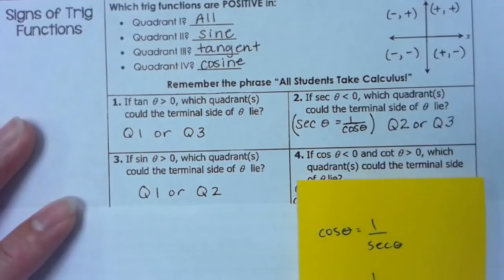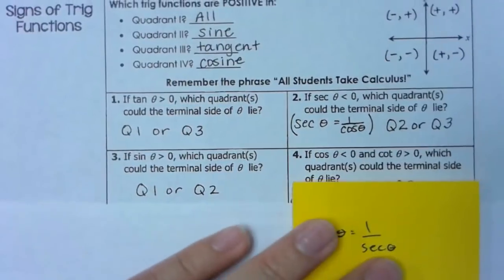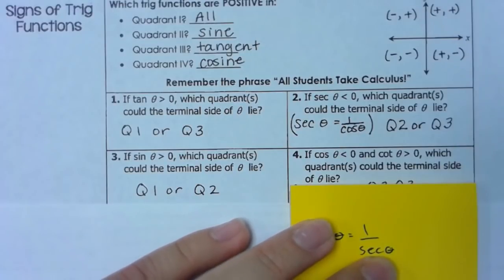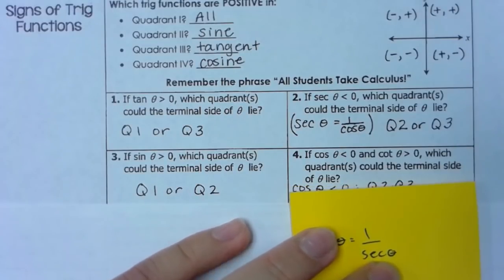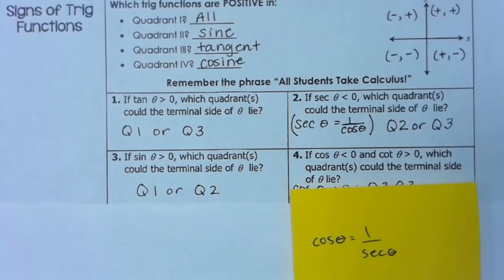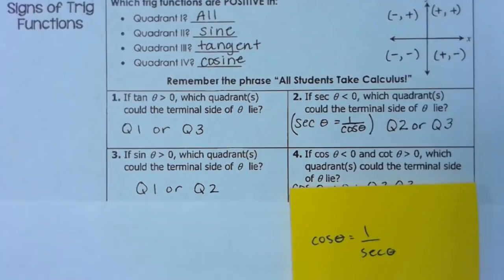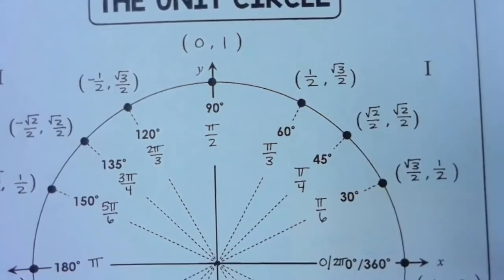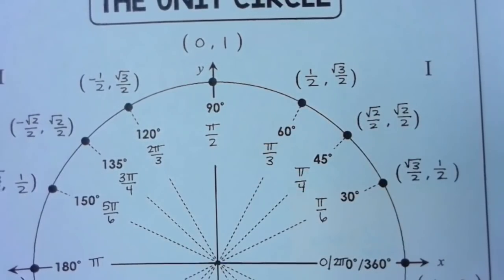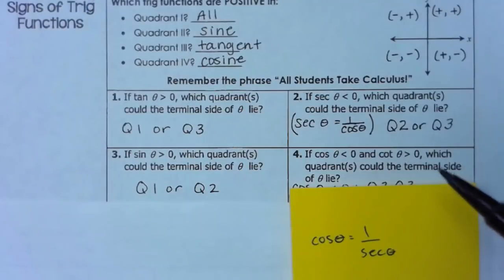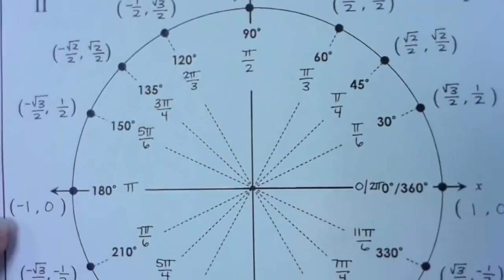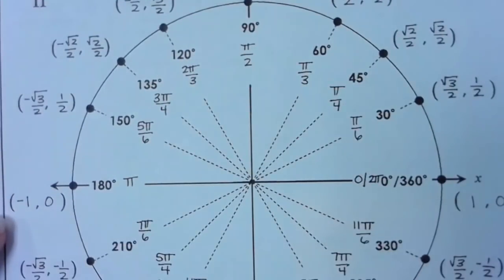Number 4 says, this might be the more difficult one, if cosine theta is less than 0 and cotangent theta is greater than 0, which quadrants could the terminal side of theta lie? So it has two requirements. Looking at my unit circle here, cotangent is cosine over sine, and you want it to be positive. So you're going to have to take either a positive over a positive or a negative over a negative. So I can use quadrant 2 and I can't use quadrant 4 because one is positive, one is negative.